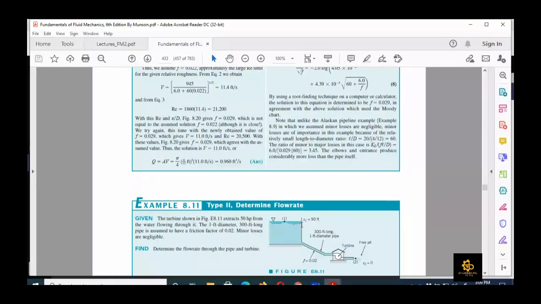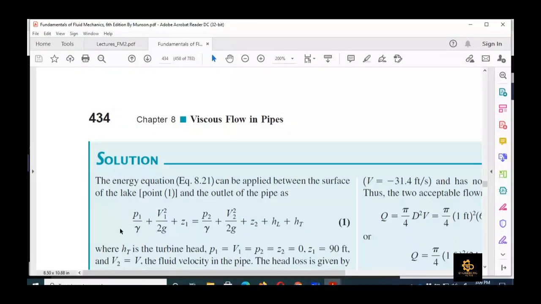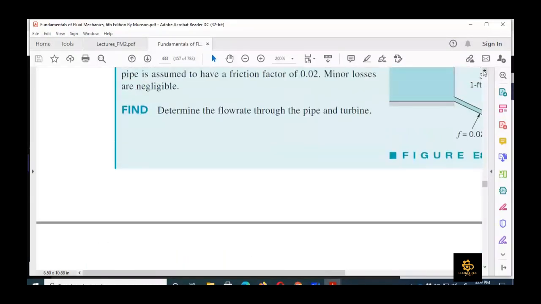If we try to see the energy equation, we know that it is P1 upon gamma plus V1 squared upon 2g plus Z1 is equal to P2 upon gamma plus V2 squared upon 2g plus Z2, plus HL plus HT. HL means the head loss due to minor and major losses, and HT is the head which has been converted into useful work. That's why it is coming on the right hand side.